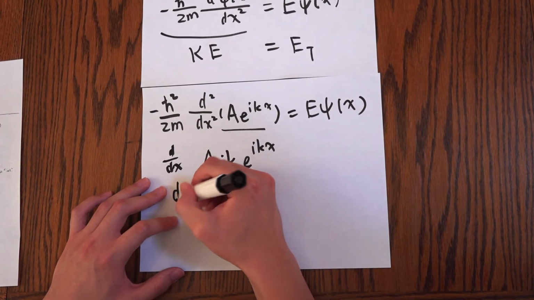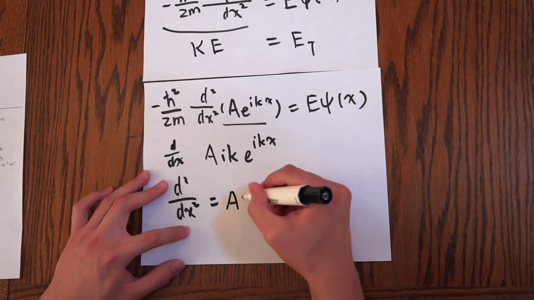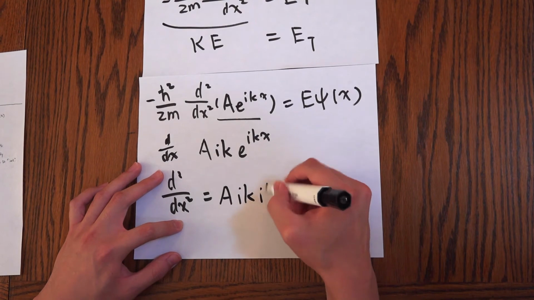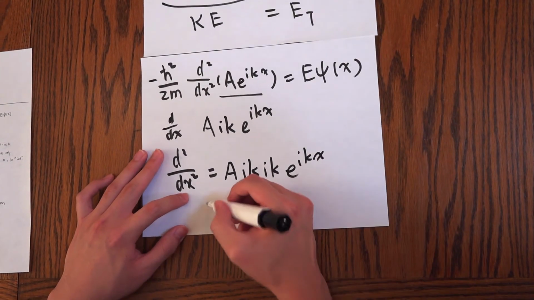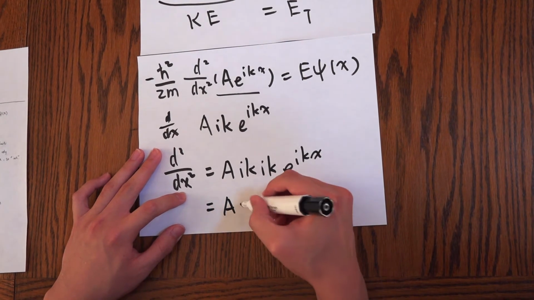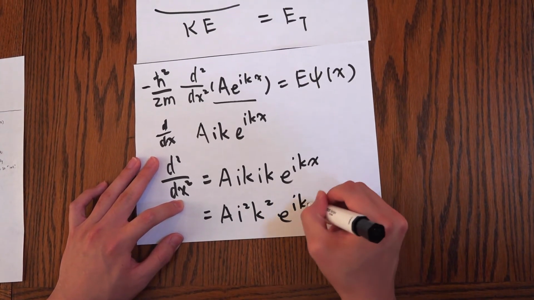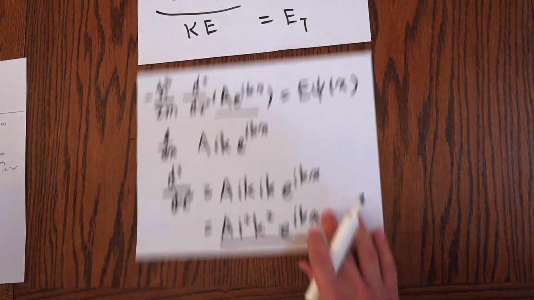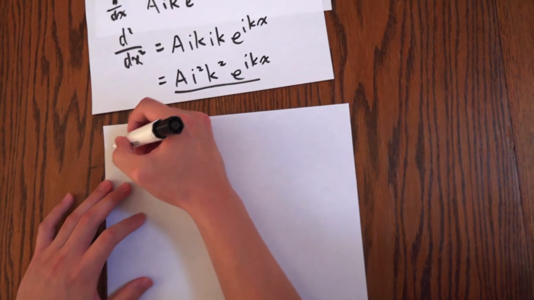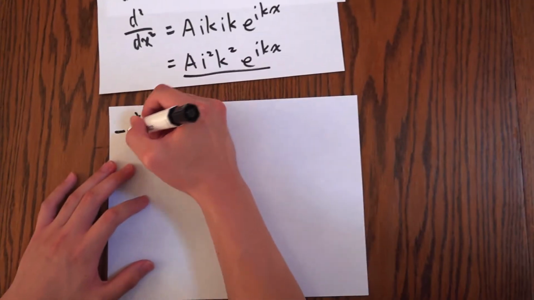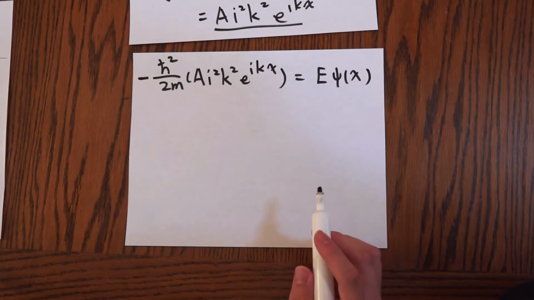And if we take the second derivative, this is going to be ik, another ik, and then e to the ikx, right? So this will be A times i squared, k squared, e to the ikx, right? So this is the term. Now if we put this term back onto the term that we already have, okay, so this is what we're going to have.